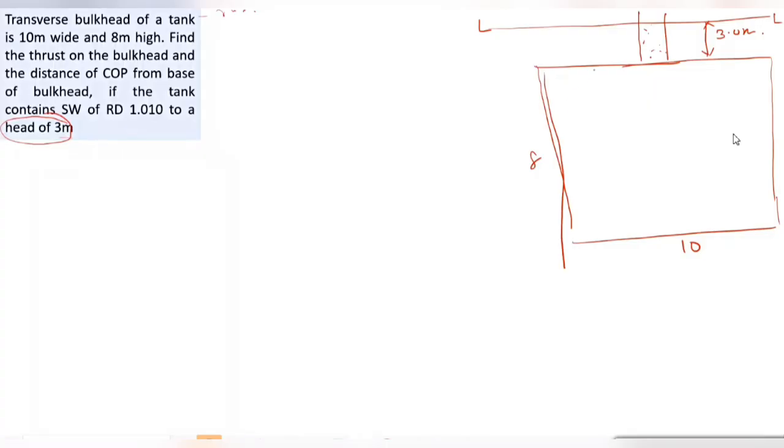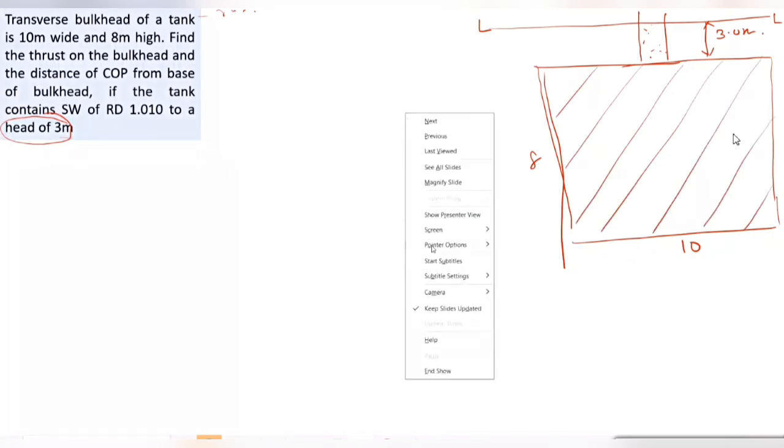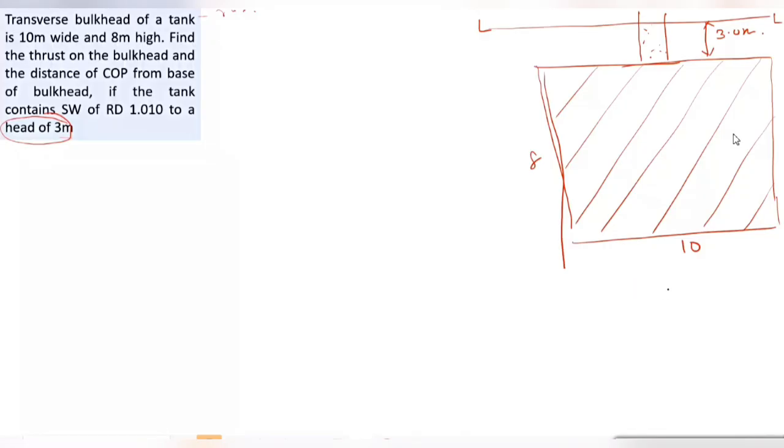If the tank is full, this entire area is immersed area. I have identified the immersed area. Why? Because if the tank is full, entire area is the immersed area. Then I'm looking at the shape of the immersed area. It's a rectangle. We just learned what is the geometric center. It is the intersection of the diagonal. So here is the geometric center of the rectangle.